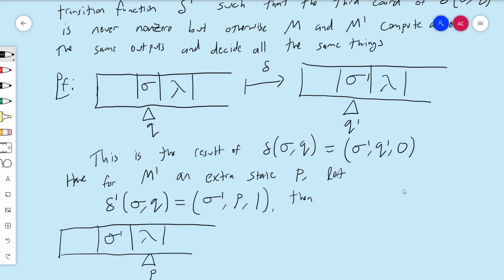So now I'm like that. And now I want to jump back, obviously. So I'm going to go ahead and let delta prime of lambda p equal, leave it alone, lambda p -1, for all symbols lambda. So, no matter what's here, it's going to ignore it and jump back. Oh, wait, sorry. It doesn't go into state p, it goes into state q prime.